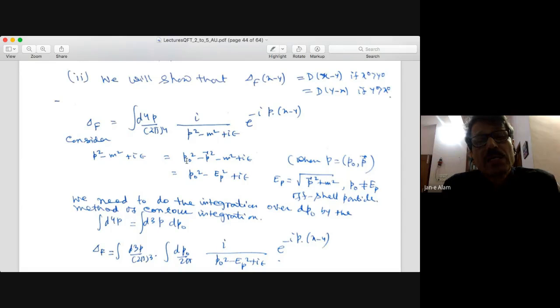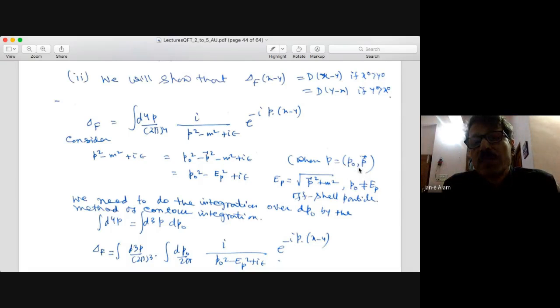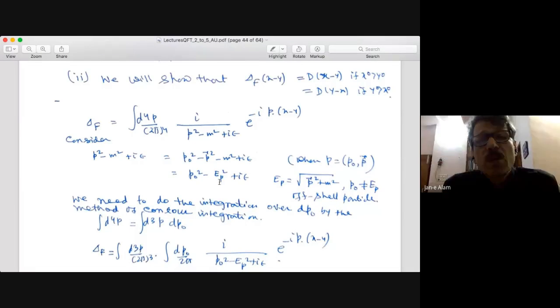I can write this as a temporal p0 square minus p3 vector square minus m square plus i epsilon, where this p four-vector is nothing but p0 and p3 vector. p0 is the temporal component, and p square plus m square I can write as Ep square, that is the energy of the particle: p0 square minus Ep square plus i epsilon. You note here, I am never saying that p0 is equal to Ep. The temporal component of this four-momentum is not equal to energy.